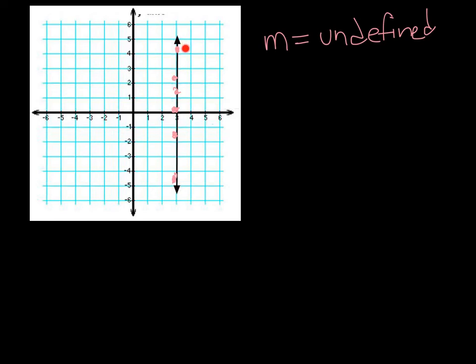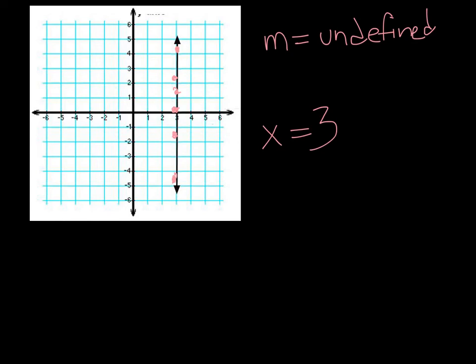The x-coordinate of this point is positive 3. Of that point is positive 3. Positive 3. Positive 3. Positive 3. So with a vertical line, it will always be x equals something. And that'll be whatever that point is where it crosses the x-axis. Again, this is a special case only for vertical lines. And in this case, the x is 3. So the equation for this vertical line is x equals 3.